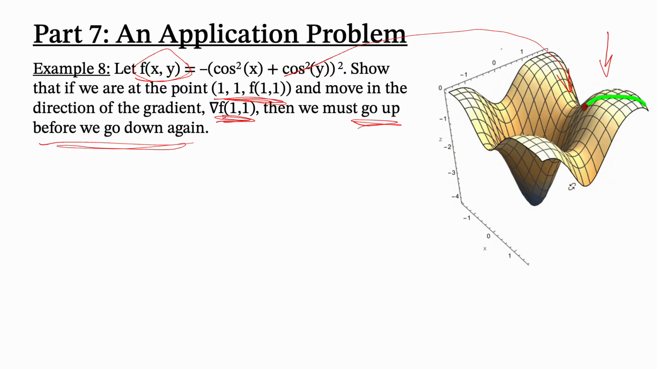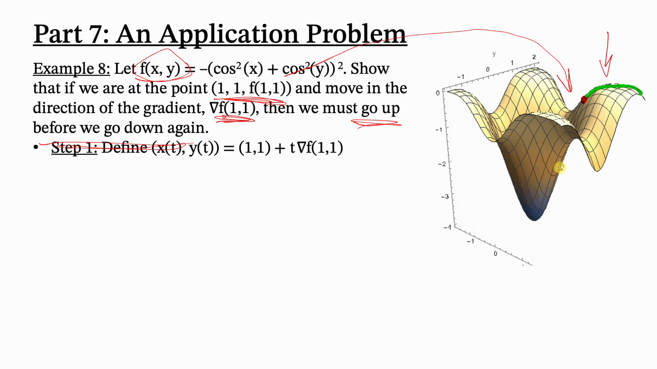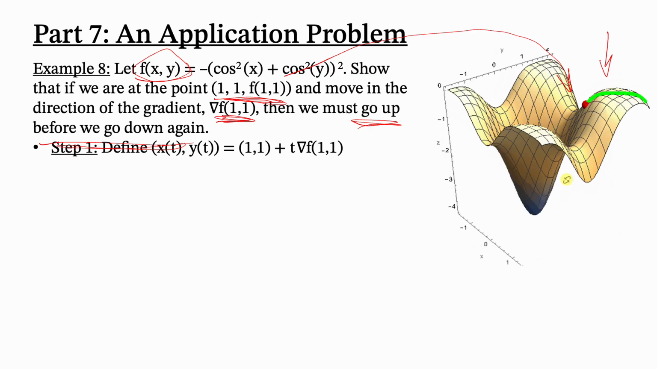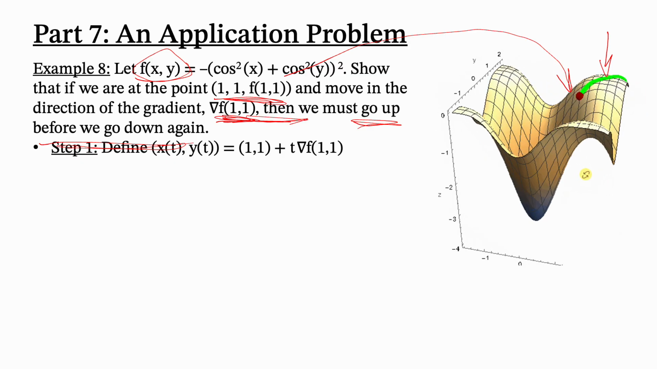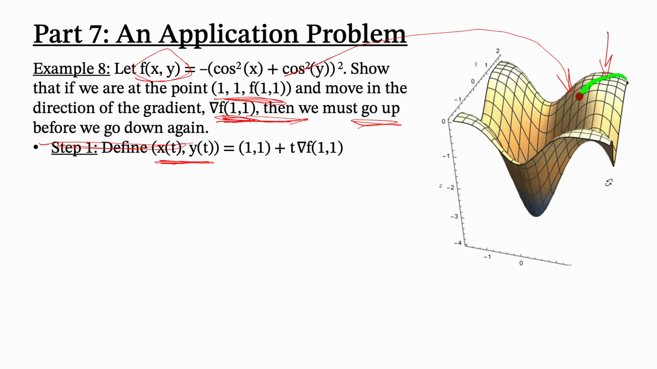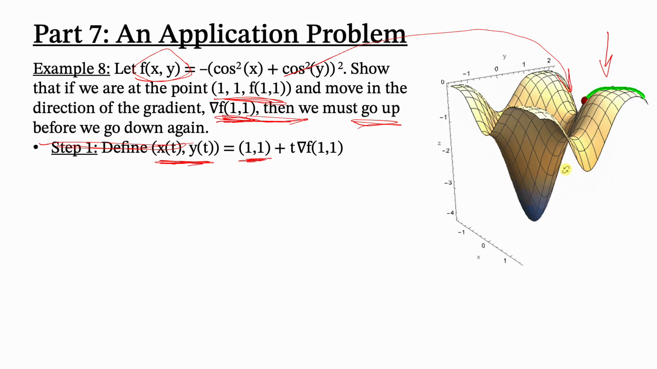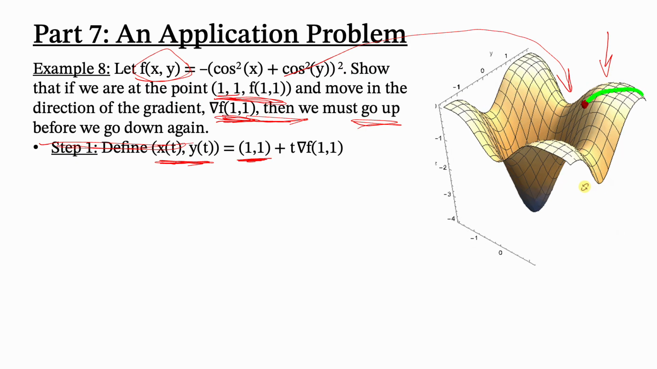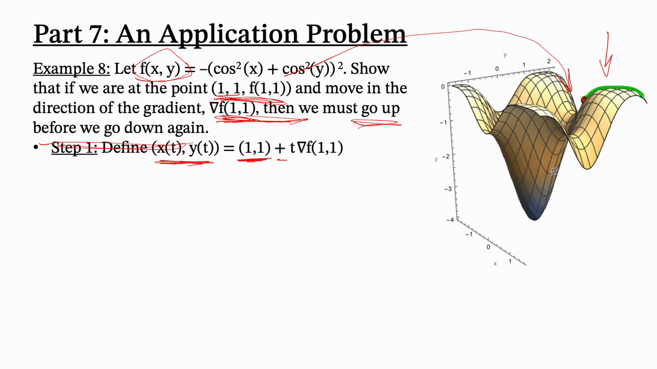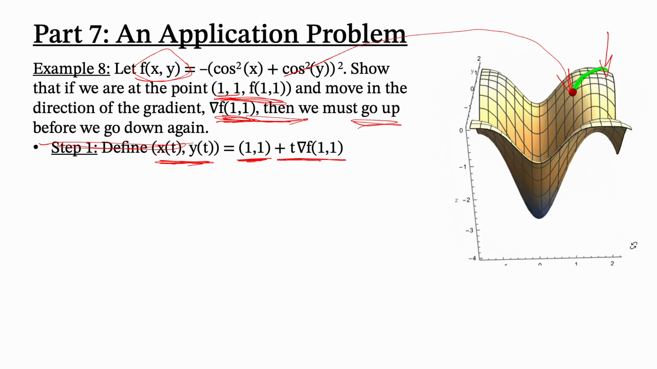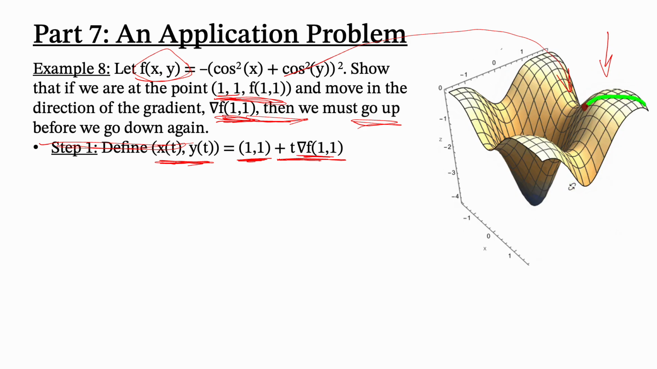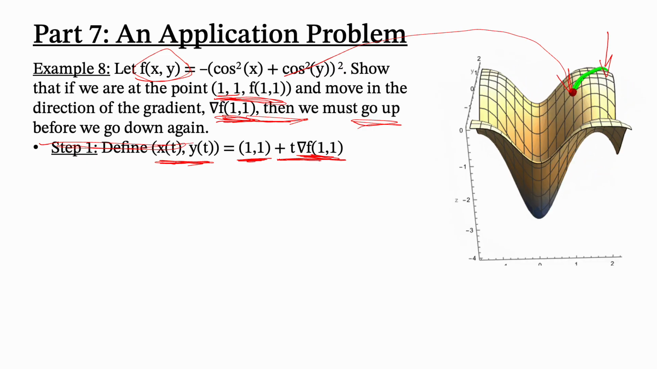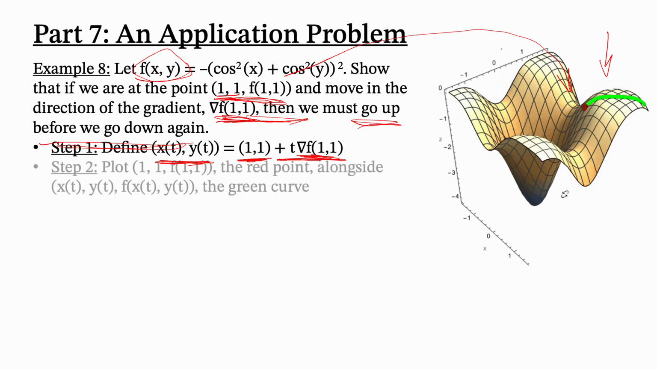or complicated 3D plots. So first thing I'm going to do is define a parametric path that describes what is in this word problem. So I'm going to define an x of t, y of t equals, so this is a 2D map of our path that we're taking. We're starting at the point 1, 1, because that's what they tell us to do. And then we're moving in the direction of the gradient vector. So we're moving by multiples of this spanning vector, the gradient vector at 1, 1. So I'm going to define that parametric curve.